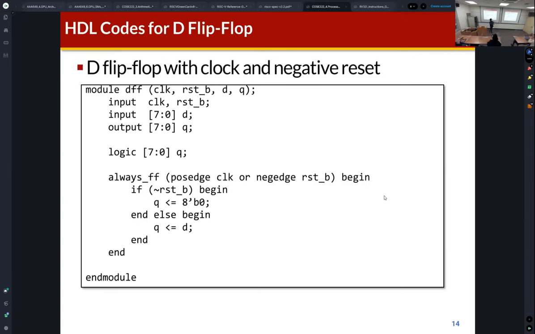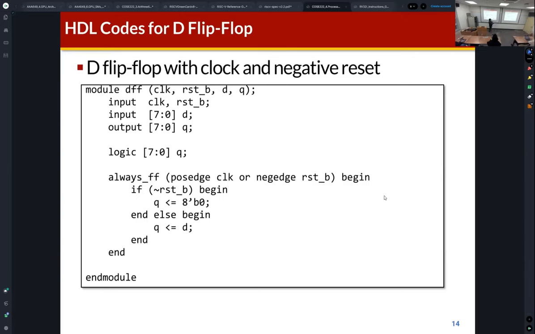So you can find the input D and then output Q. I also mentioned that the output of this D flip-flop is changed by the clock signal and reset. Okay. This always statement is executed at the positive edge of the clock or the negative edge of reset. It represents the negative reset. Okay. So which means that if reset becomes zero, then this always statement is also executed.